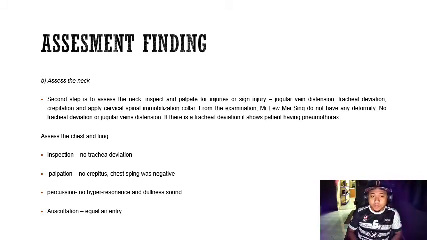Okay, number three, we have to assess the chest and lung. We have to inspect the thoracic region and palpate for crepitus or chest springing. This patient's chest spring was negative. On percussion, no hyperresonant or dull sound, and on auscultation the patient had equal air entry.